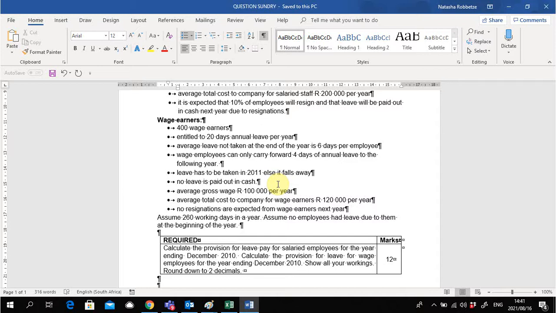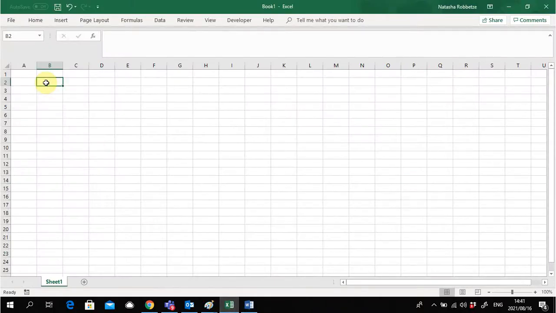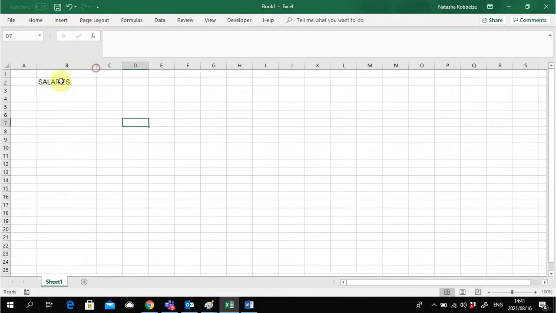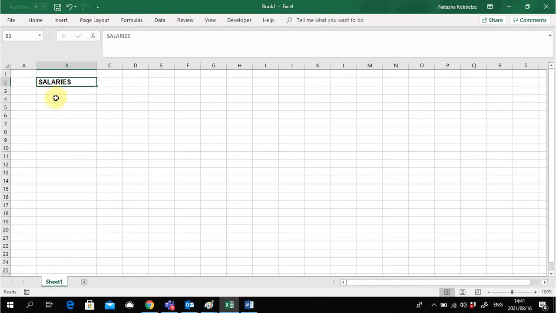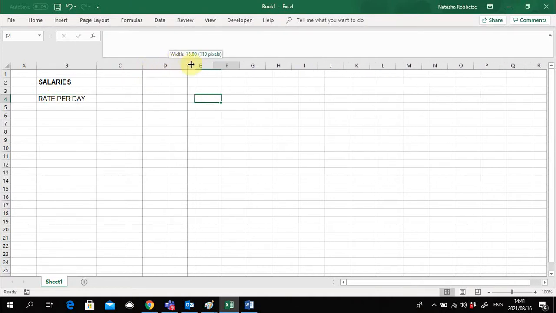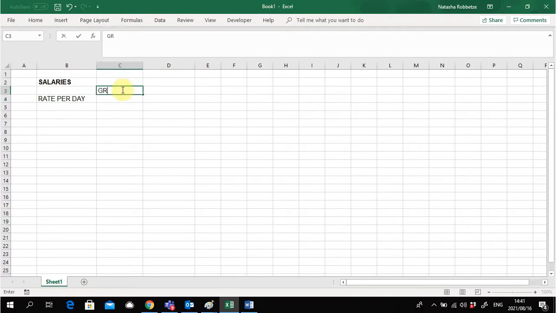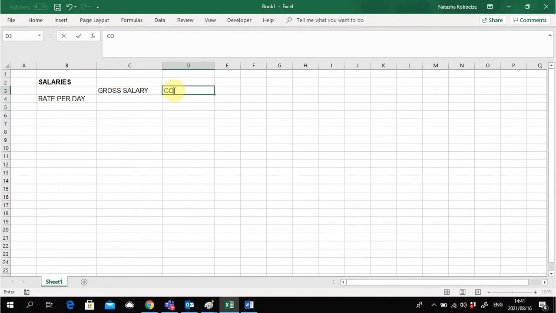All right, so let's see how this calculation will be approached. And I'm going to start with those who earn salaries, right? So what I want to know is I need to calculate, first and foremost, what is the rate per day? So what is the rate per day that these people are paid? And now there are two possible rates that we can calculate. There is a rate based on the gross salary, and there is a rate that is based on our cost to company.